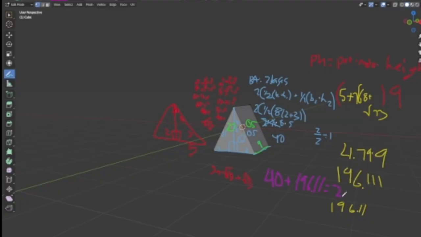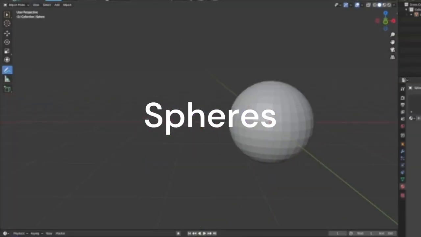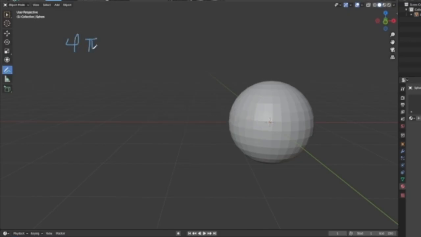The answer was 236.1. Second to last, spheres. I'm just gonna say it, there is no easy way to break down how a sphere is made. Just know that its surface area is 4 pi r squared.